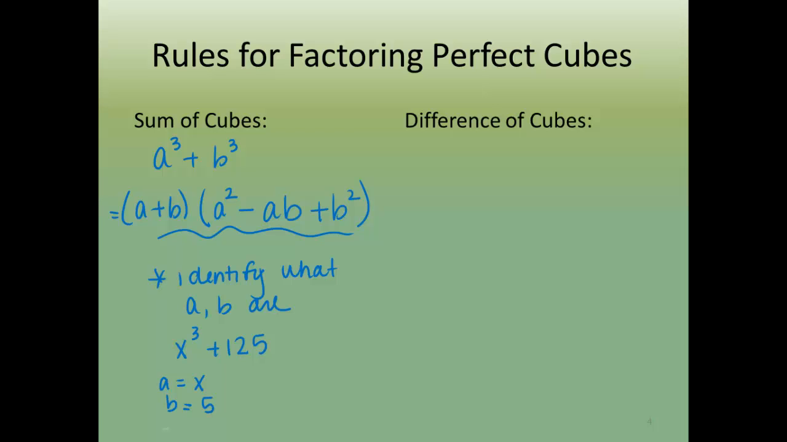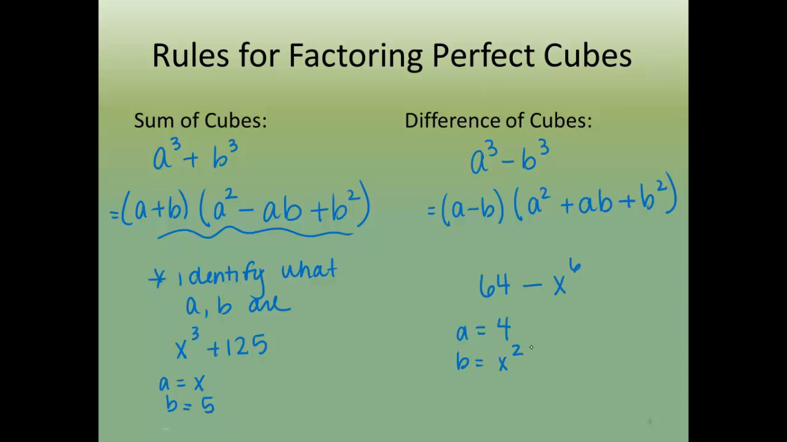So the difference of perfect cubes is very similar. I will have a cubed minus b cubed as my setup, and the result here will be a minus b times a squared plus the product of a and b plus b squared. Once again, you have to identify what a and b are in order to substitute them in correctly. For example, if I give you the expression 64 minus x to the 6th, my a value is going to be 4 because 4 cubed is 64, and my b value is x squared. Once you have those identified, you'll be able to correctly substitute them into the rule using either the difference or the sum of cubes.